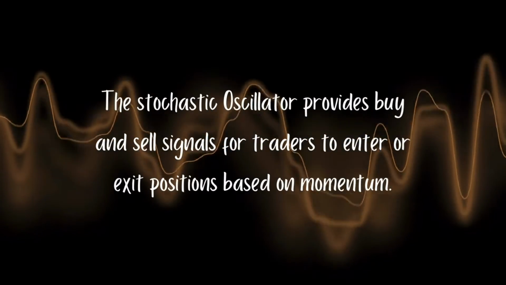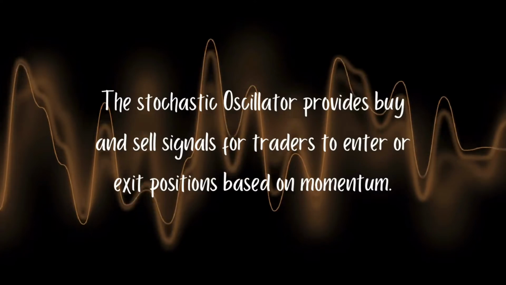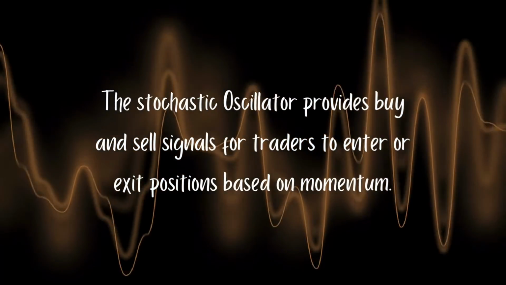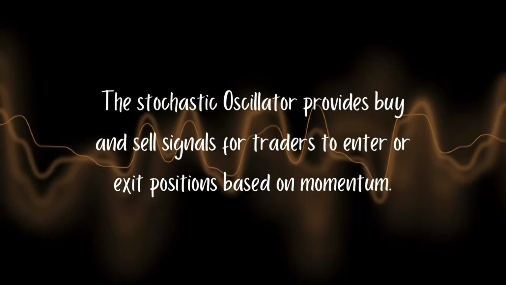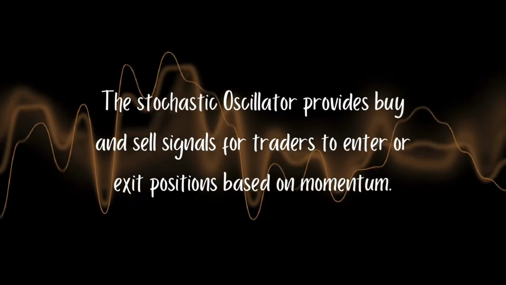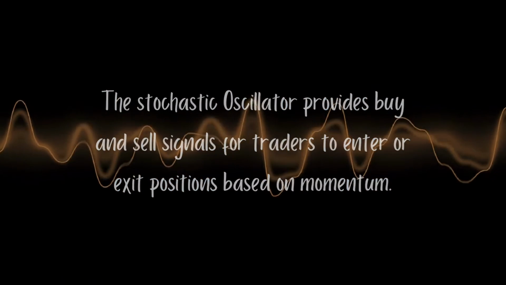The stochastic oscillator is a two-line indicator that fluctuates between 0 and 100. With its overbought and oversold signals, it's useful for providing traders with buy and sell entries, as well as predicting trend reversals as it measures the momentum of price movements. Let's take a look at how we can make use of this indicator to improve our analysis.